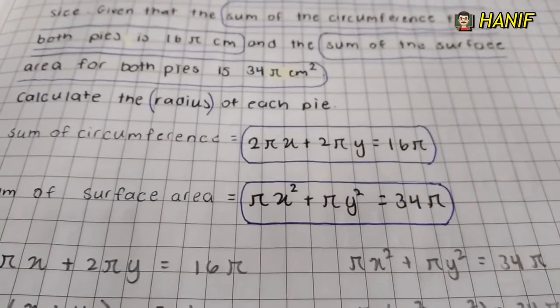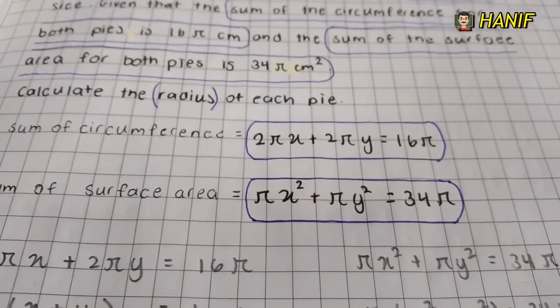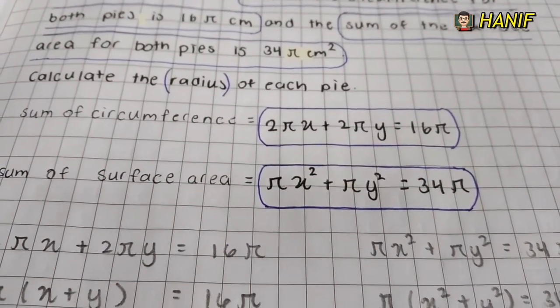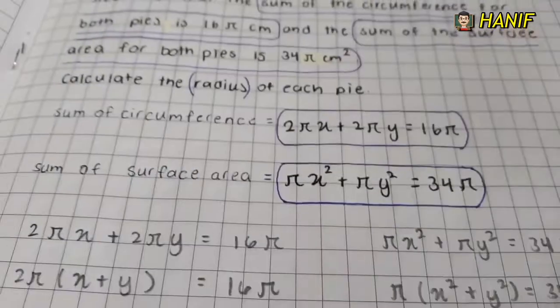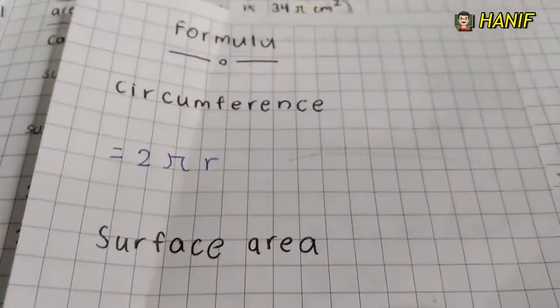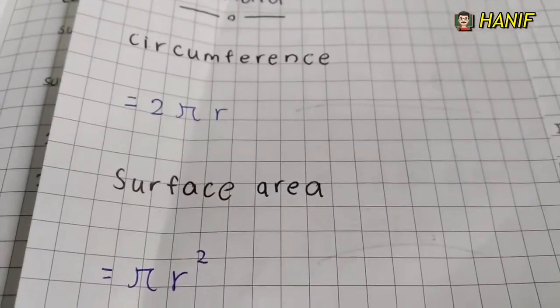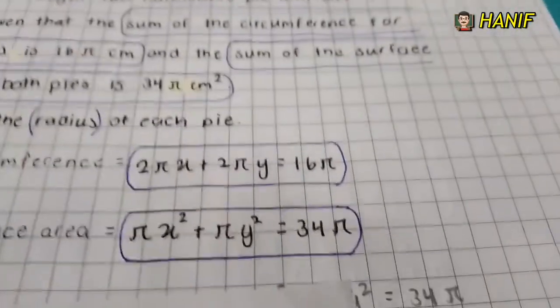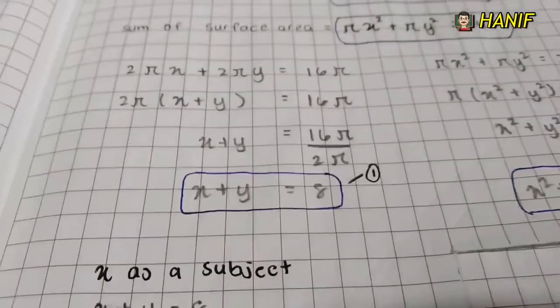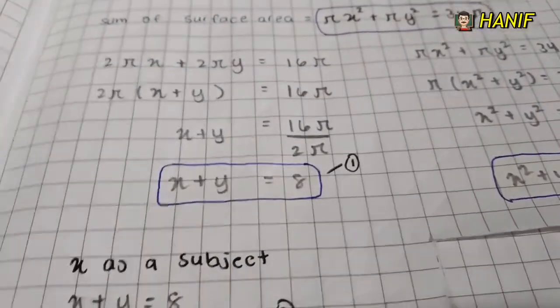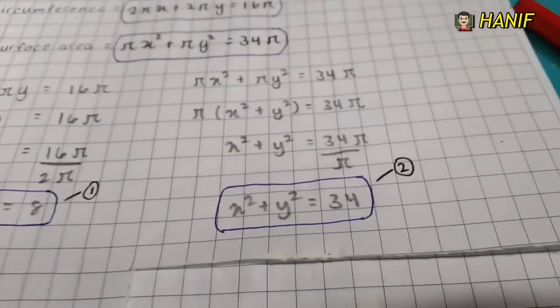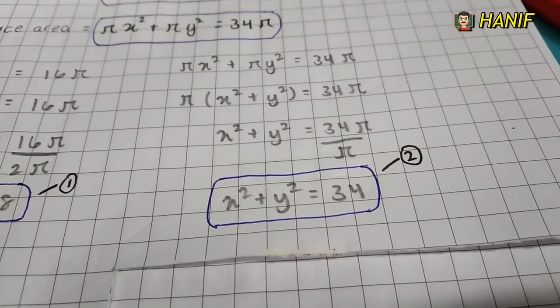The equation that can be made is 2 pi x plus 2 pi y equals to 16 pi. And for the surface area is pi x squared plus pi y squared equals to 34 pi. So the equation that can be made is using the formula of circumference, which is 2 pi r, and pi r squared for surface area. So we replace the radius with a variable, and then we simplify the equation. So x plus y equals to 8 is the first equation. For the second equation is x squared plus y squared equals to 34.